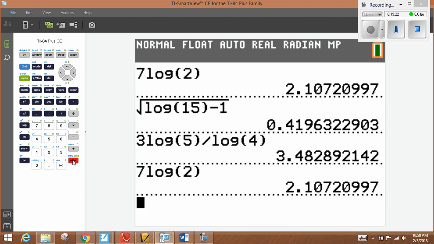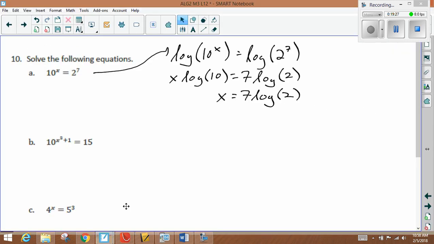Now when I put my answer here, I'm going to have to say that that's an approximation. So no longer using the equal sign, but saying approximately 2.107.